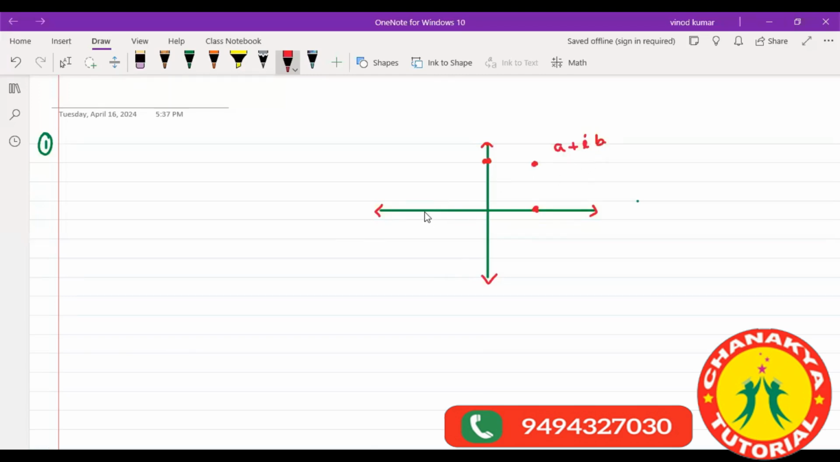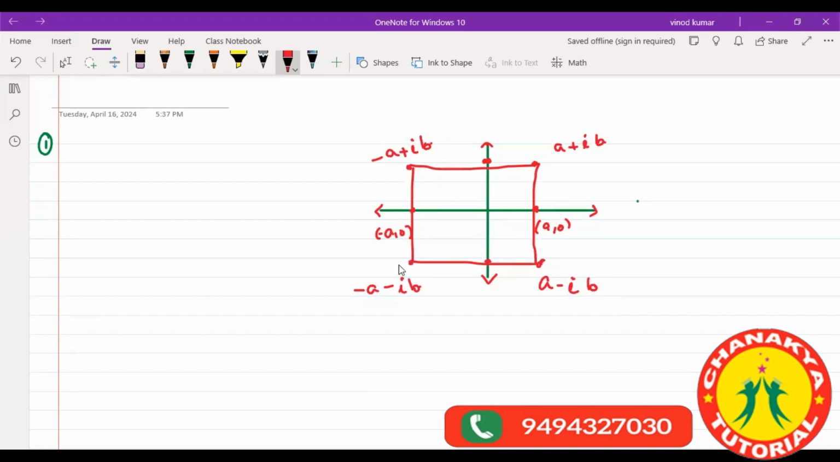Minus a plus ib. This is a comma 0, this is minus a comma 0. So here the point is nothing but minus a plus ib. Minus a minus ib, this is called minus a minus ib. And a minus ib. If we join all the points, we can get a square.